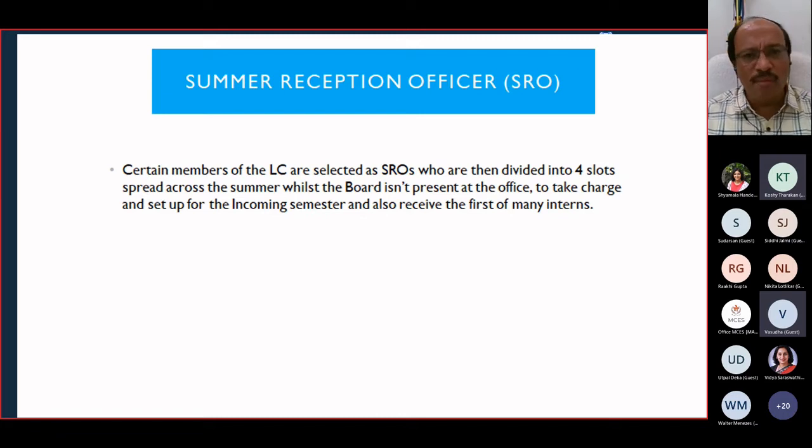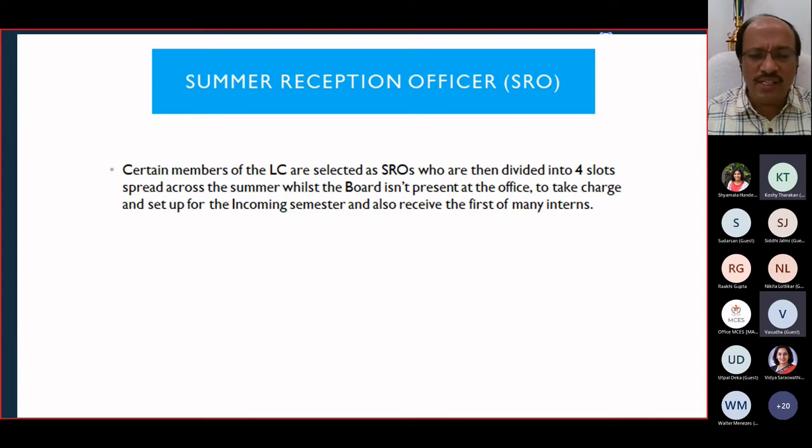And next one is the summer reception officer. Summer reception officer means when every student is on vacation, a group of students will stay back in the campus, and for around 2 months they support through a summer reception office, and every student will get a chance to be a summer reception officer for 2 weeks.